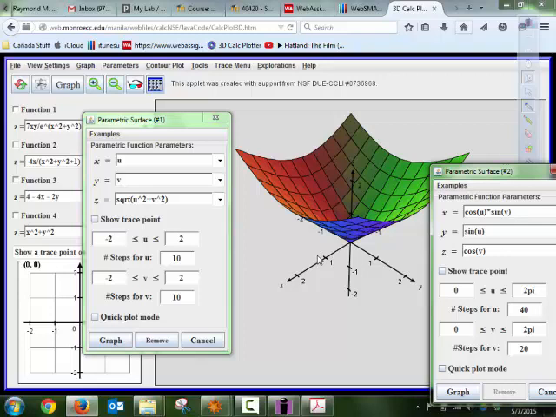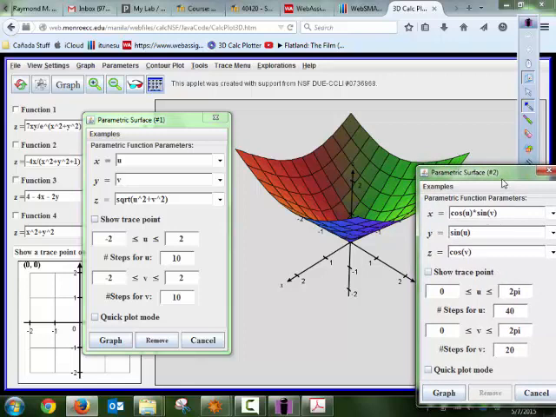Any ideas how I can parameterize? I mean, a plane is a surface, right? Even if it's just laying on the XY plane, that's still a surface. If I wanted to draw that surface, how would I parameterize it using this parameterization that we have? Any ideas? Put 0 in for z. What are we going to put for x and y? U and v.